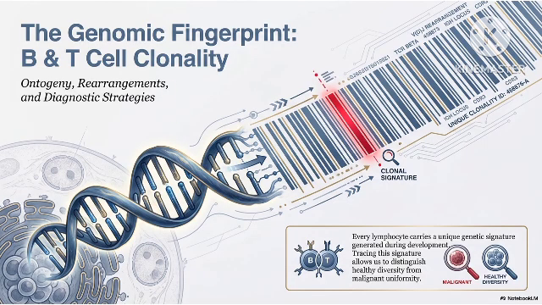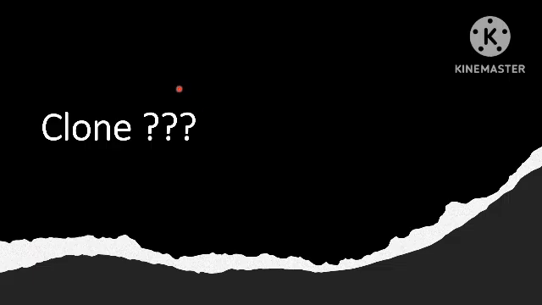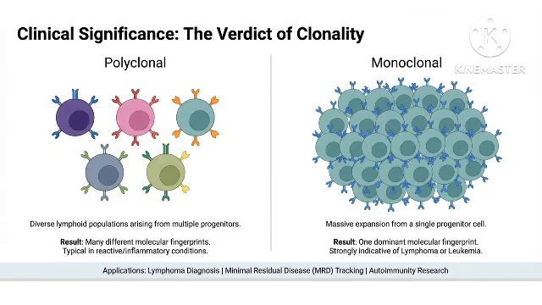Today we are going to talk about the genomic fingerprint, B cell and T cell clonality and the basics. Very basic pretest. How do you define a clone? So clone can be defined as a population of lymphocytes carrying a unique signature.